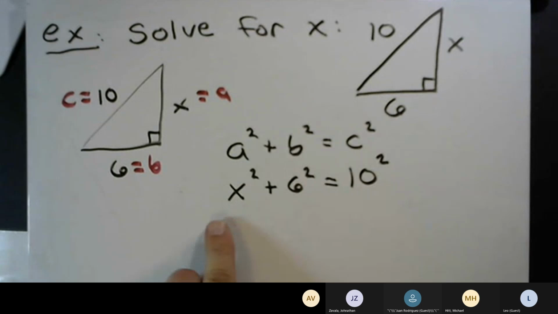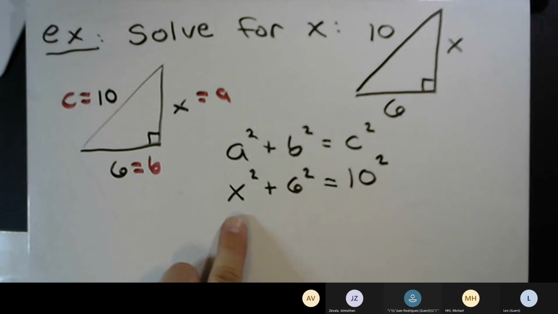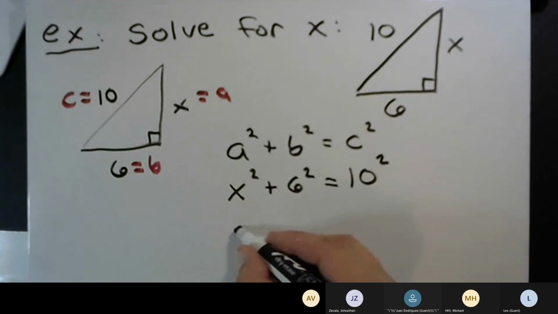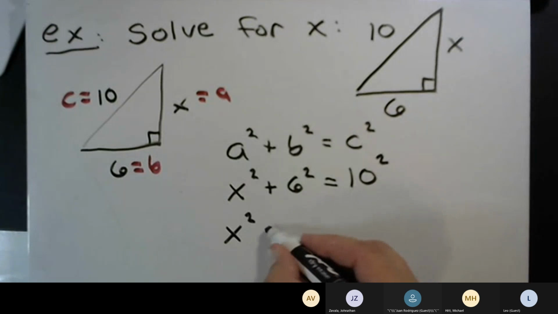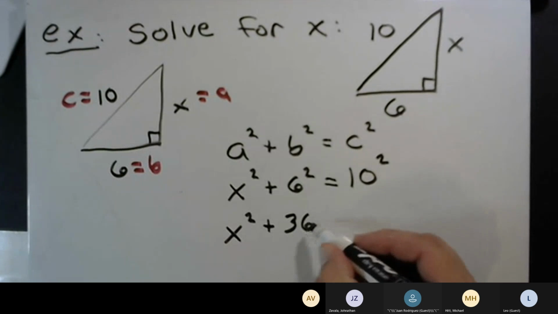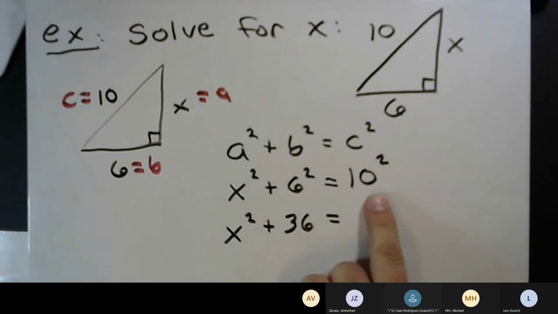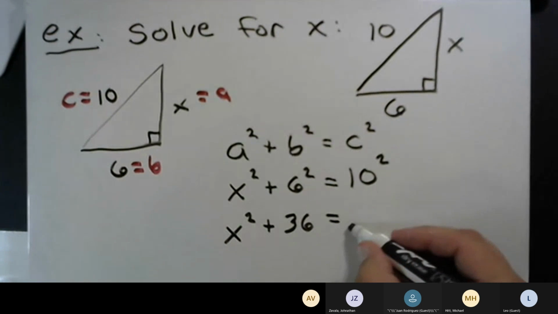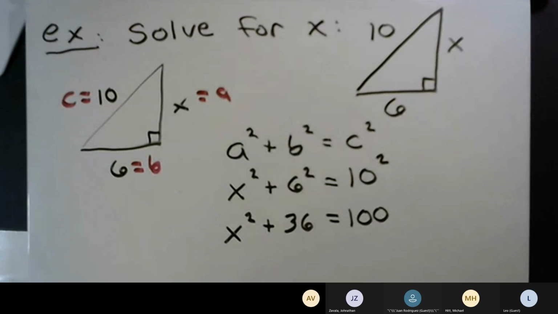So let's compute these. We can't do anything with x squared because we don't know what x is. So we're just going to leave it. Now 6 squared, that's 6 times 6, that's 36. And 10 squared, that's 10 times 10, or 100. So now we're going to solve for x.